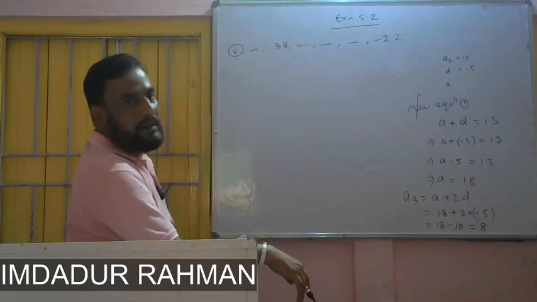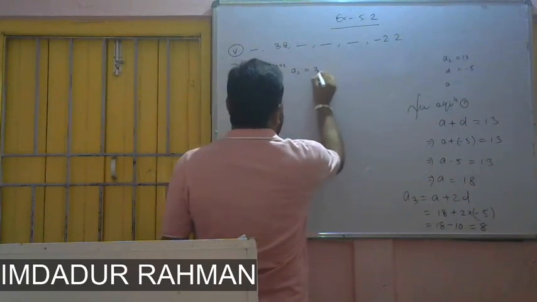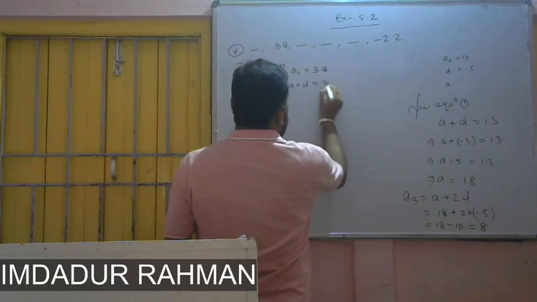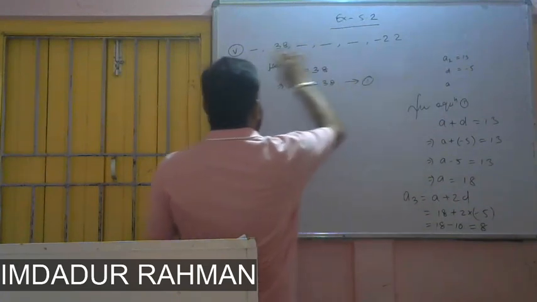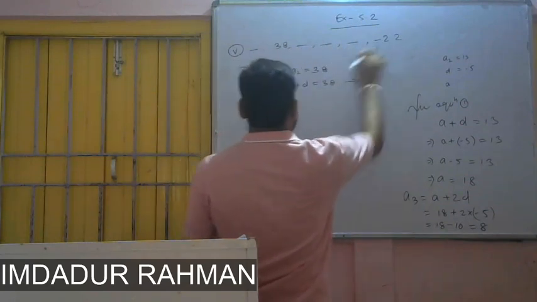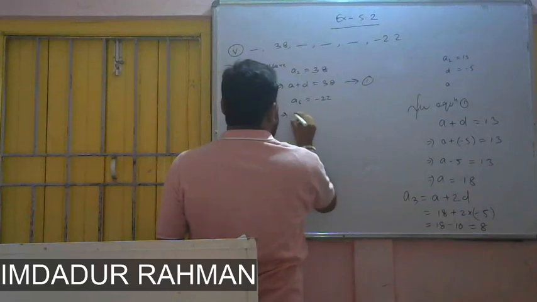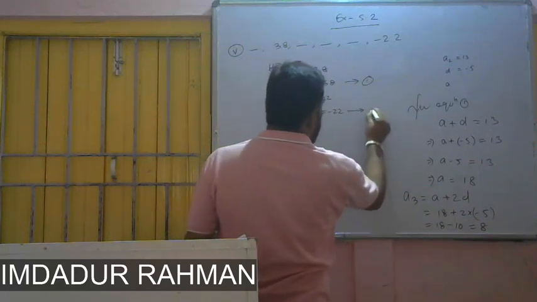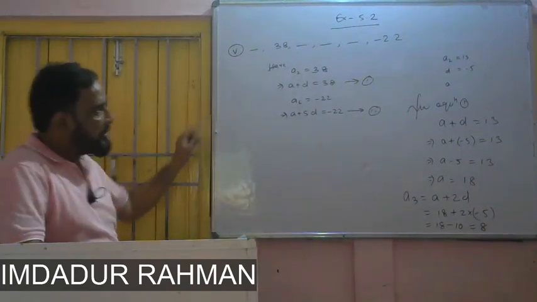We will find out the remaining terms. Here A2 is equal to 38 implies A plus D is equal to 38. Equation number 1. And it is 1, 2, 3, 4, 5, 6, the sixth term. A6 is equal to minus 22 implies A plus 5D is equal to minus 22. This is equation number 2. Don't be puzzled, just you see.